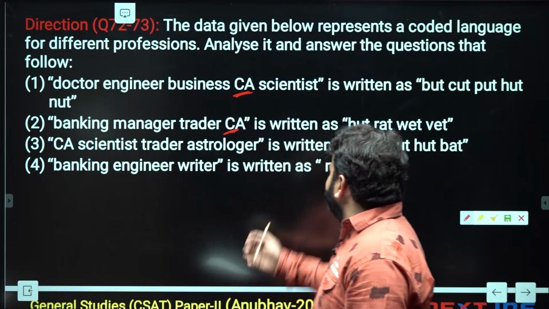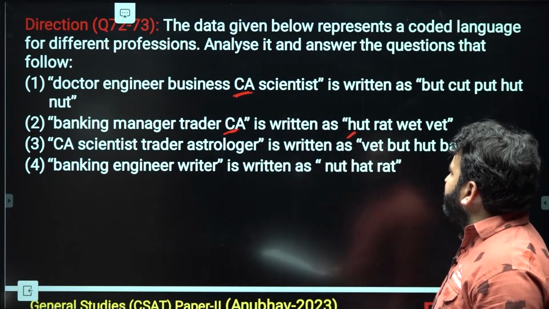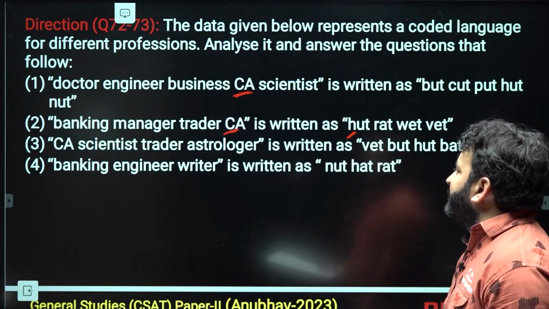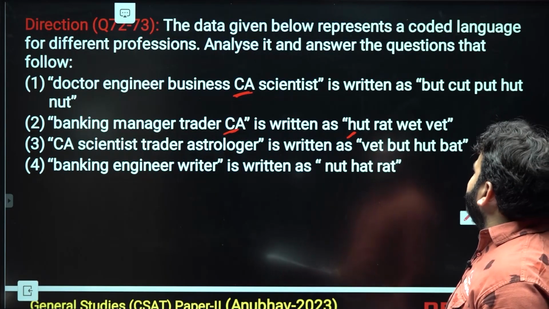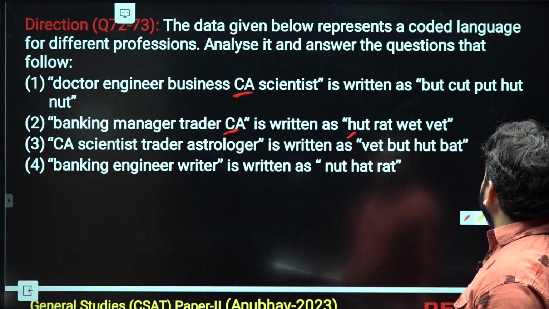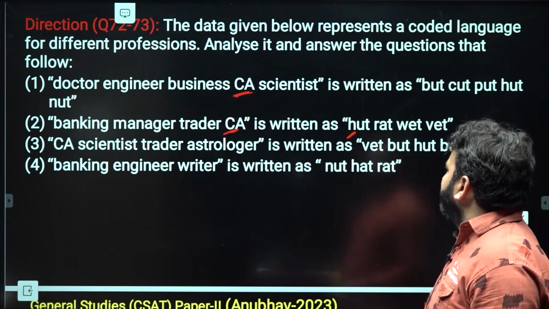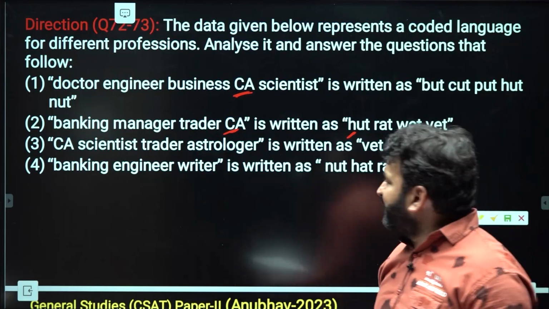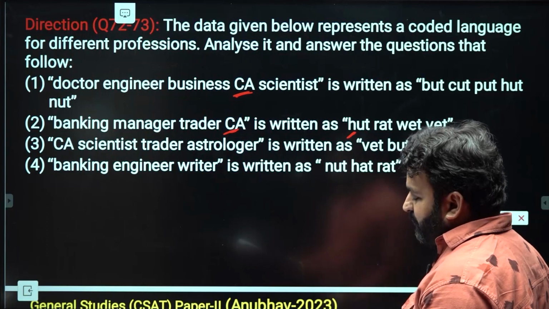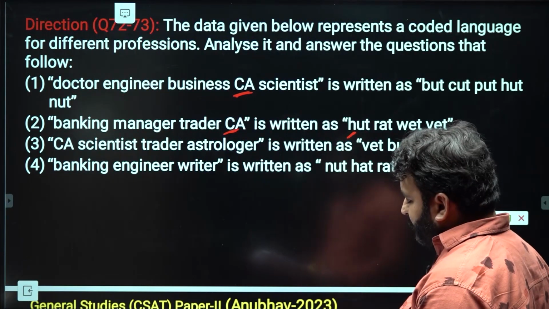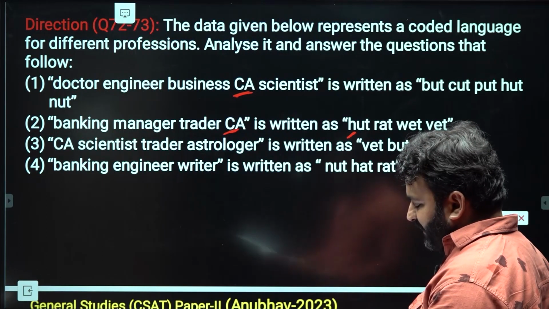Now after solving it in the same manner, find out first and third. Doctor, engineer, business, CA, scientist. CA you already know. Scientist, trader, astrologer. So now scientist is common. What is common in the codes here? But is common, so the code for scientist is but. In this manner you will get for trader vet. For CA hut you have already got, banking rat, manager vet, scientist but, astrologer bat, engineer nut, writer hat.